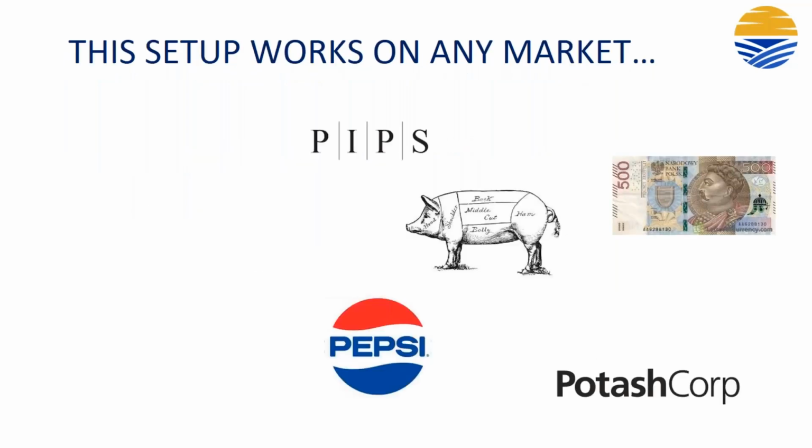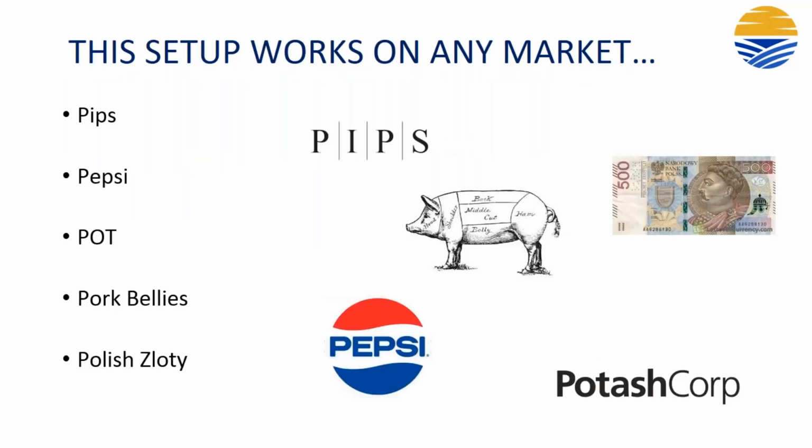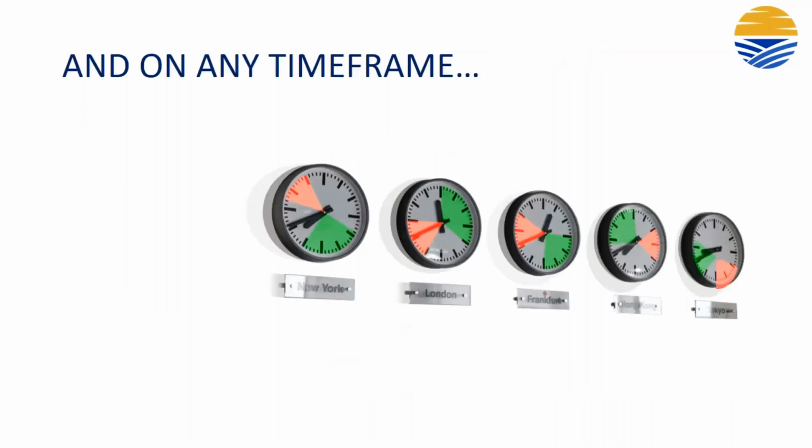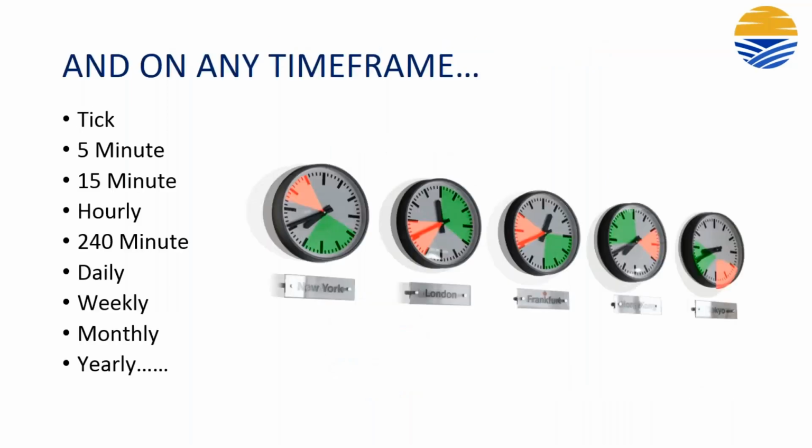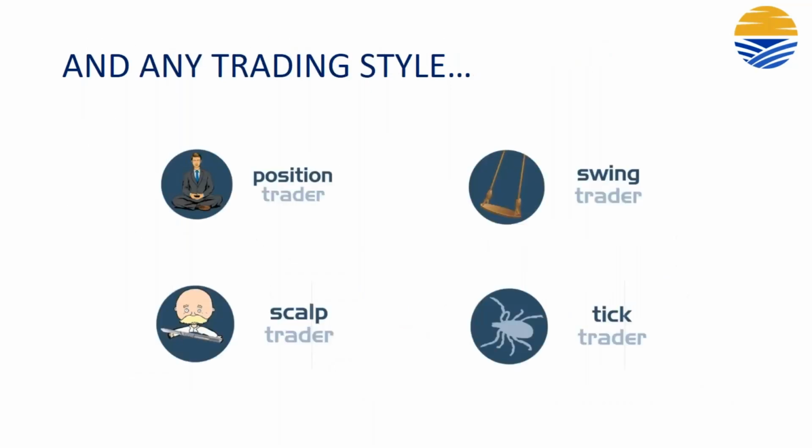All right, so I've showed you that the setup works in any market, whether you trade pips in Forex, Pepsi stock, potash, pot stocks, pork bellies, or the Polish zloty, and on any time frame, whether you trade tick, 5-minute, hourly, 4-hour, daily, and more, and on any trading style. Are you a position trader, scalper, swing trader, tick trader? Type in and let me know what type of trading style everybody is. I like to just keep this discussion going. I like to see what type of traders everybody is.